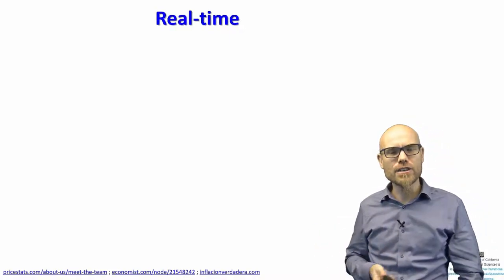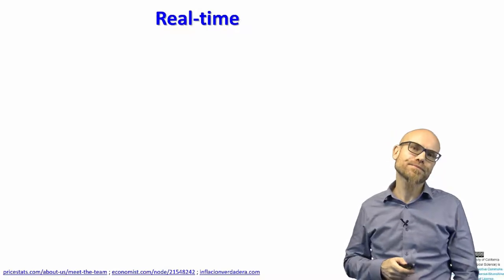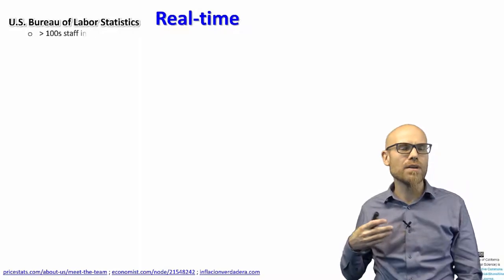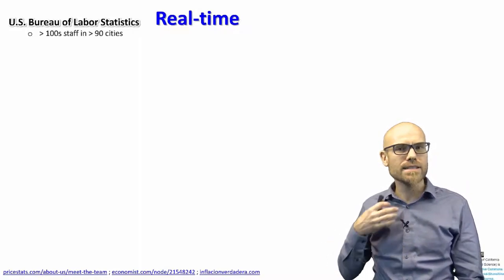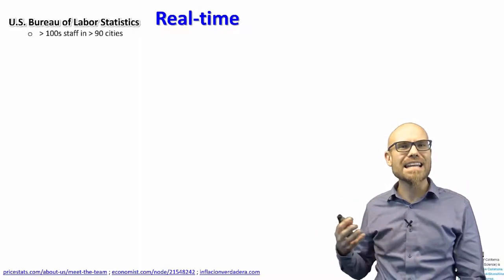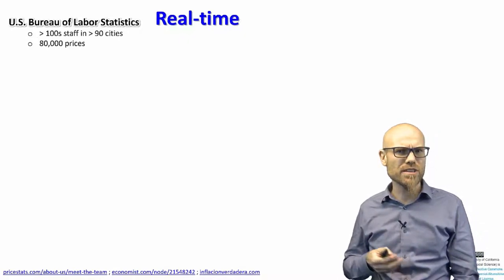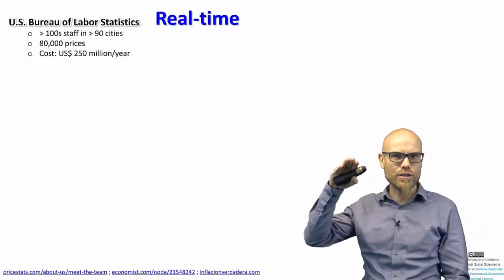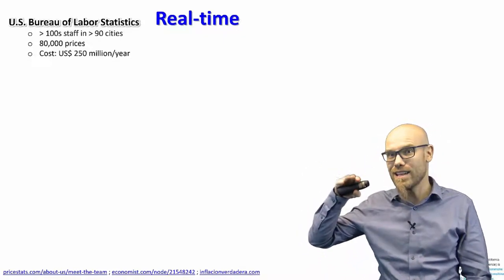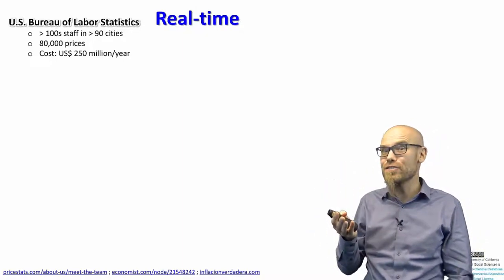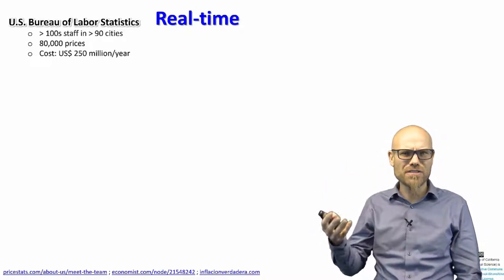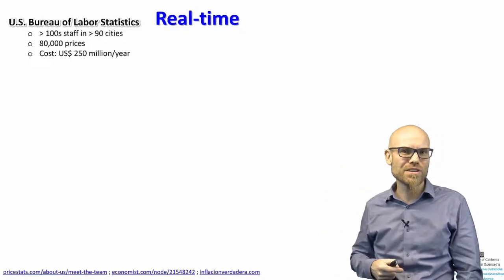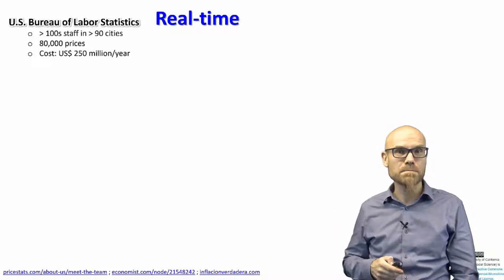So how is this inflation rate calculated? The US Bureau of Labor Statistics has a staff of over 100 people, and it sends them to 90 cities to collect 80,000 prices. The cost of that operation per year is $250 million. That's well justified because when the Fed and others do the interest rate adjustment that everybody is nervous about, it affects the inflation rate, so how much money we print. So $250 million, yeah, it's expensive, but it's a very important function of macroeconomic stability.